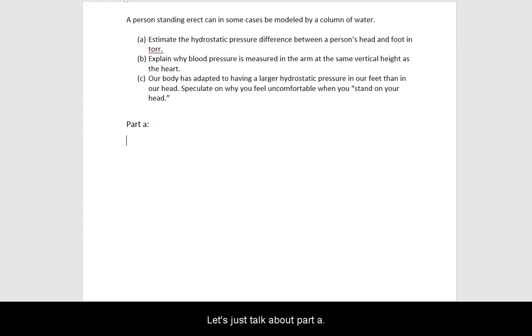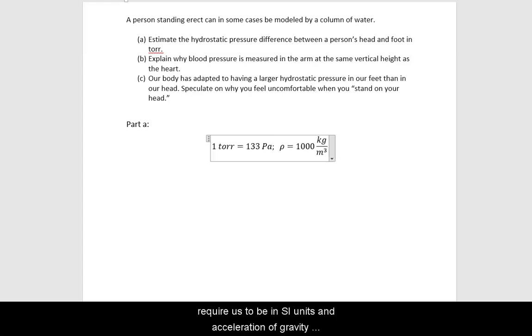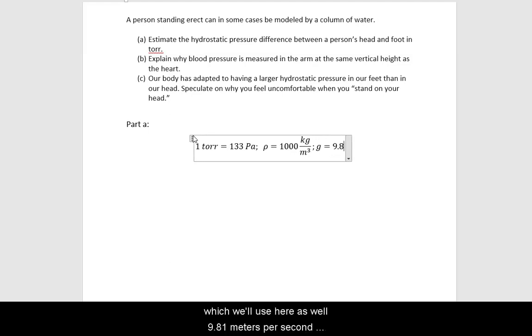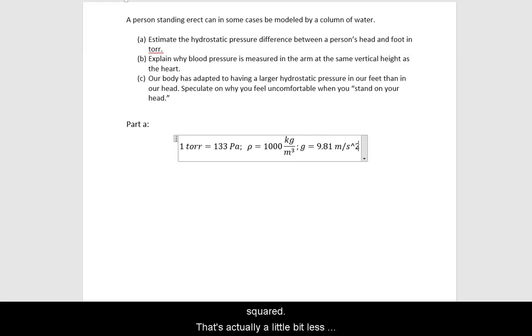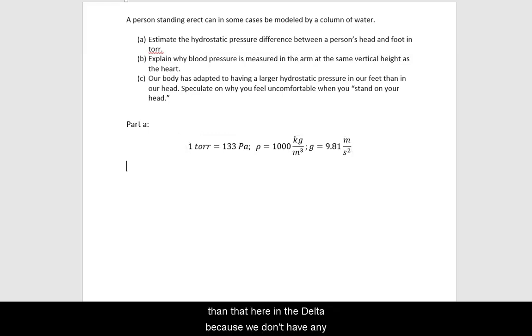Let's just talk about part A. First, 1 torr is 133 pascals. We'll need that because most of the units we use, like the density of water, which is 1,000 kilograms per cubic meter, require us to be in SI units, and the acceleration of gravity, which we'll use here as well, 9.81 meters per second squared. That's actually a little bit less than that here in the delta because we don't have any iron or ferrous rock anywhere nearby.